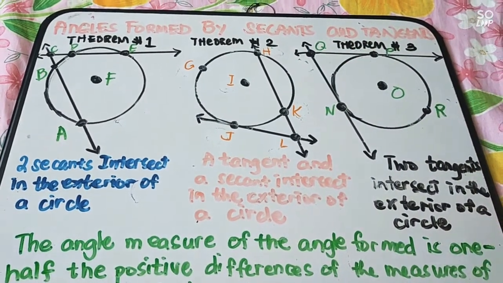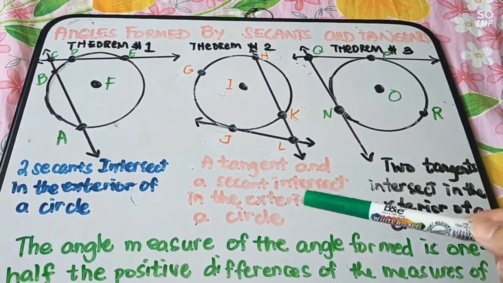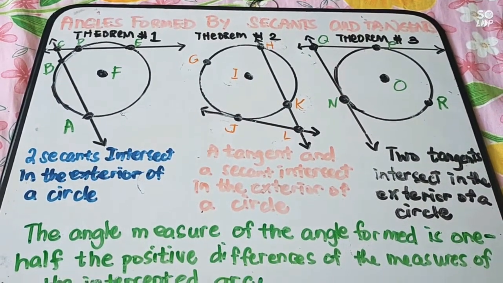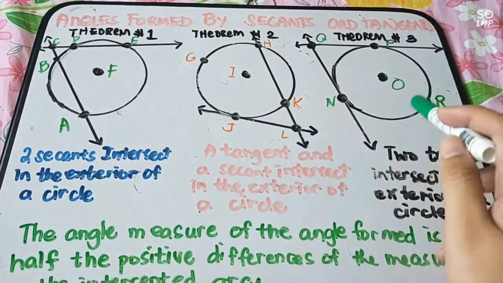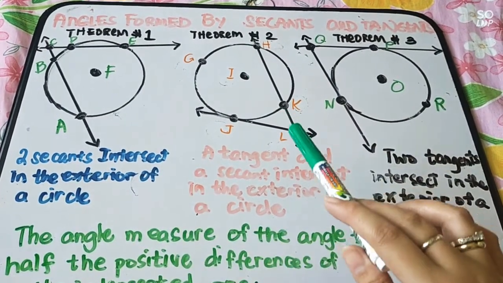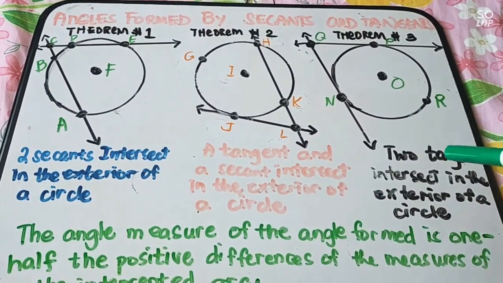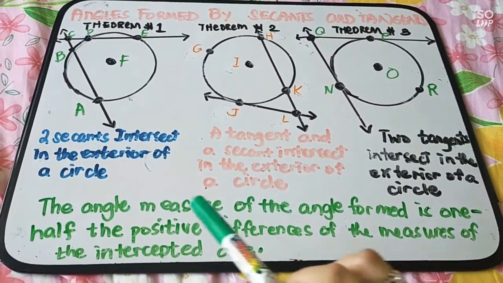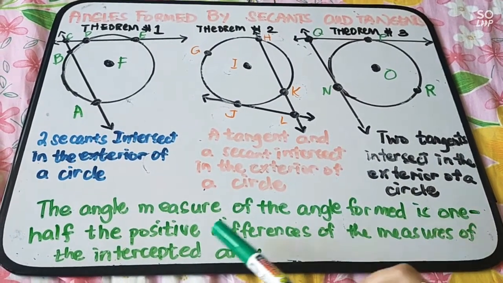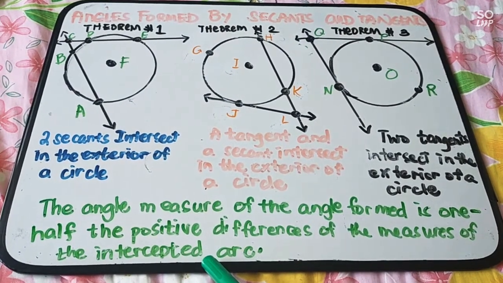Okay? So, as you can see, they are all alike, their intersection is in the exterior of a circle. So, in these situations, we have two secants intersecting at the exterior point, a tangent and a secant intersecting in the exterior point of a circle, and two tangents intersecting in the exterior of a circle. Therefore, the measure of the angle formed is 1/2 the positive difference of the measures of the intercepted arcs.